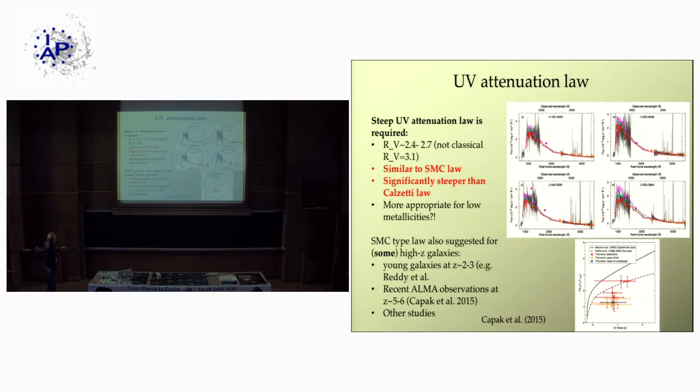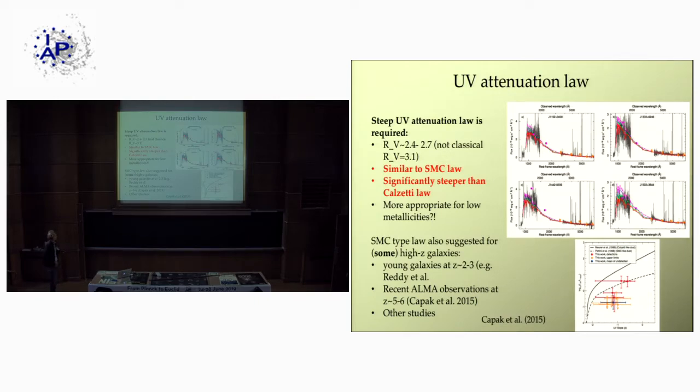We can also say something about the UV attenuation law. This may interest some persons here, because there is some debate on what is the typical attenuation law of star-forming galaxies at high redshifts. So in the case of our leakers, we basically can measure everything from the UV to the optical. You can measure Balmer decrements, etc. And from the knowledge of the stellar population, you can see that in fact you need very steep attenuation laws to describe these galaxies, laws which are as steep as the SMC law and significantly steeper than the Calzetti law.